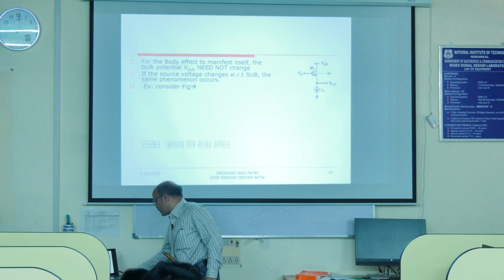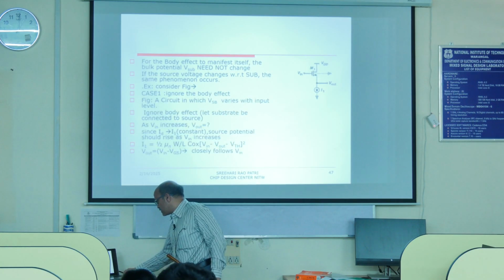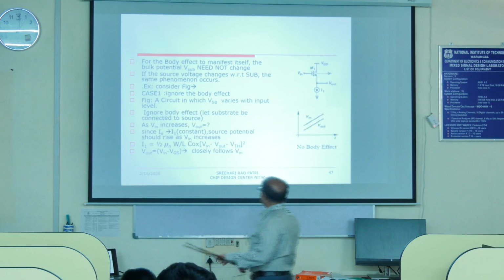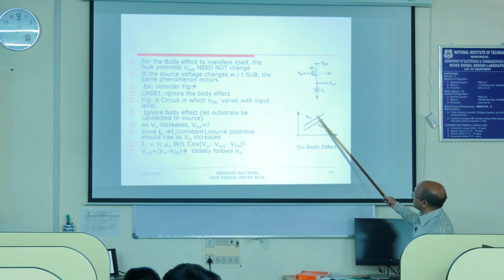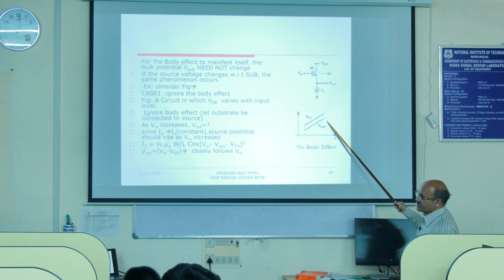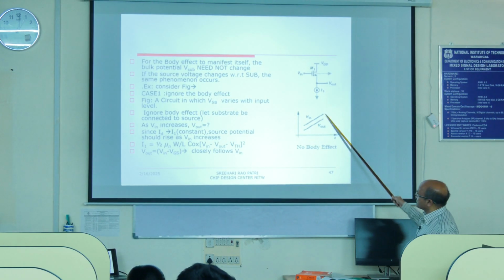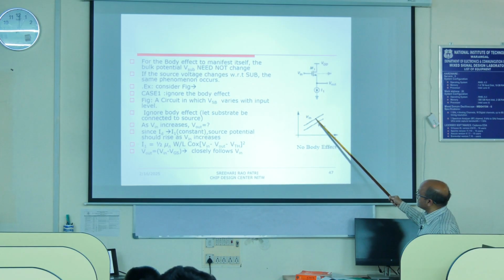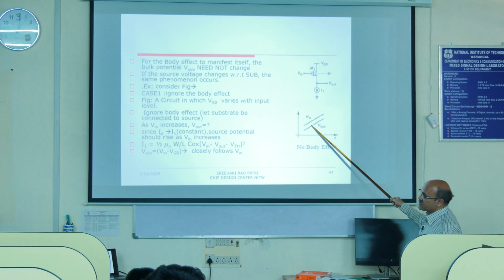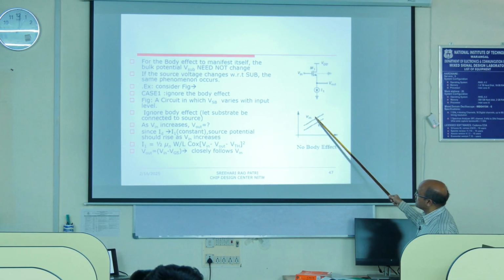So if we try to plot it with respect to time, as input voltage is increasing, output voltage is also increasing. What is the difference between the input and the output voltage at any point of time? All the time constant. What is the value?